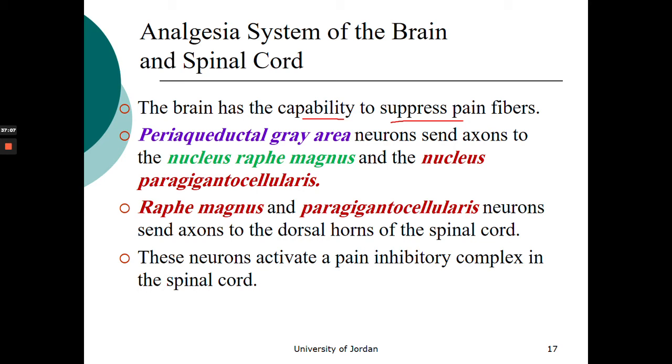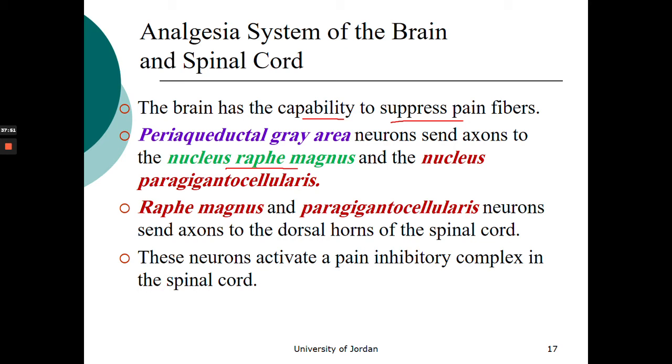Now, stimulation of the periaqueductal gray matter sends axons to the raphe magnus nucleus in the medulla oblongata, and the nucleus paragigantocellularis. From the raphe magnus and paragigantocellularis neurons, they send axons down to the dorsal horn of the spinal cord, and these synapse with interneurons that secrete endogenous opiate.